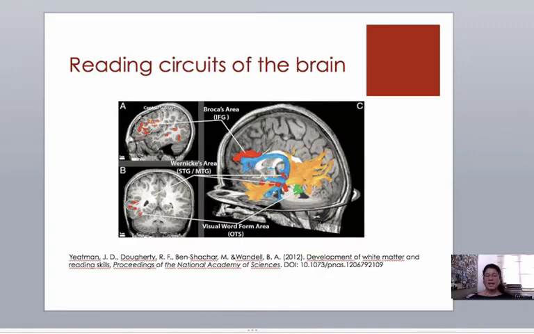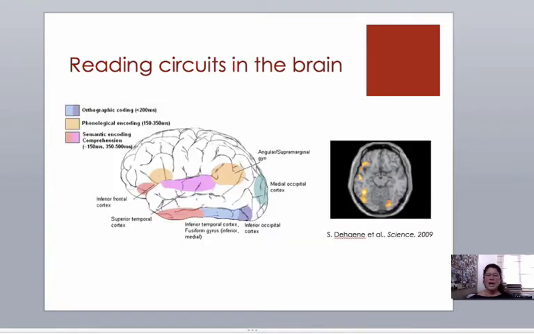They are highly interactive, and if even just one of these pieces isn't working at top speed, we do have either delays in reading or we do have actual reading problems that will occur. Lots of work here identifies, and all of these are showing, as we said before, the typical brain. This is all left hemisphere imaging that we're showing, but this won't necessarily be the case for all readers.